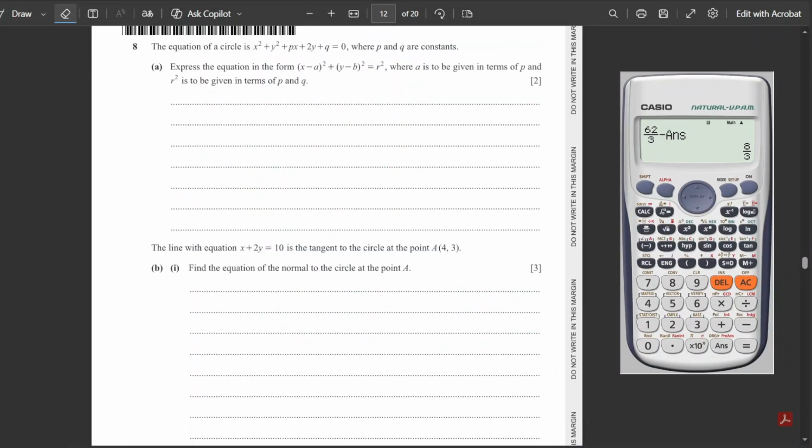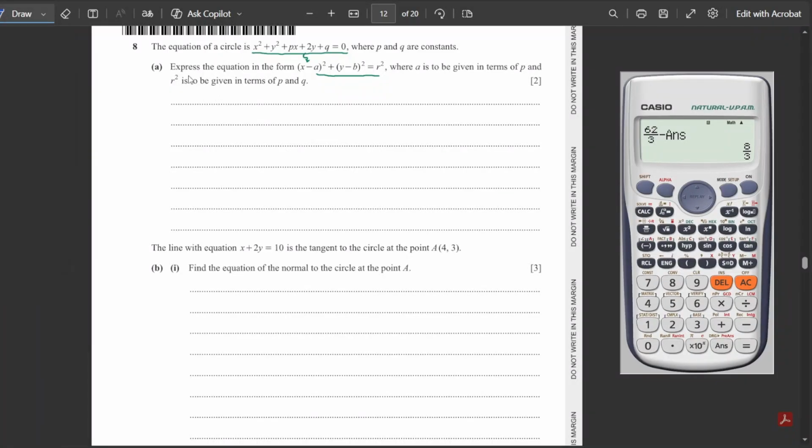So we're on question number 8 right now, and this right here is a circle and a coordinate geometry problem. The first part says the equation of a circle is given as x squared plus y squared plus px plus 2y plus q equals 0, where p and q are constants. We have to express the equation in the form that's been given to us right here, where a is to be given in terms of p and r squared is to be given in terms of p and q. So basically what they're saying is this is one form of the circle equation. We have to take it to its other form, or I believe this is the center and the radius form.